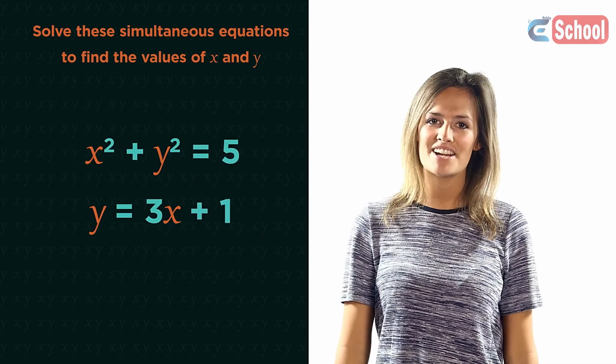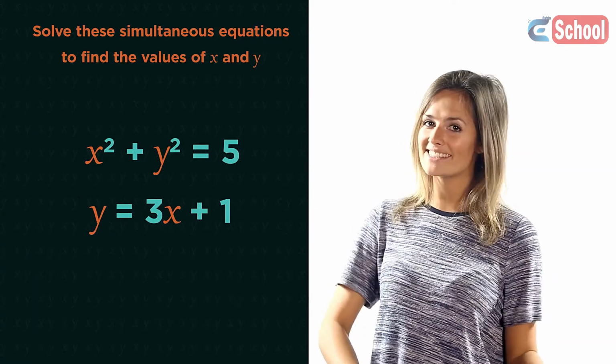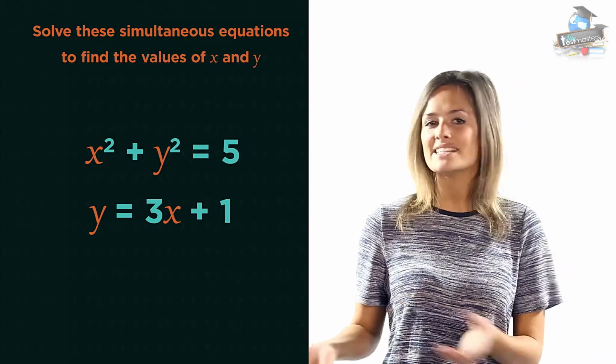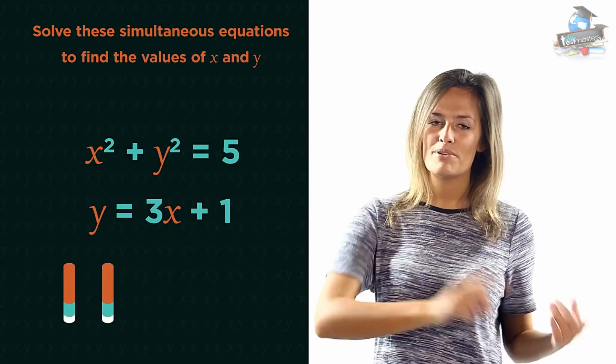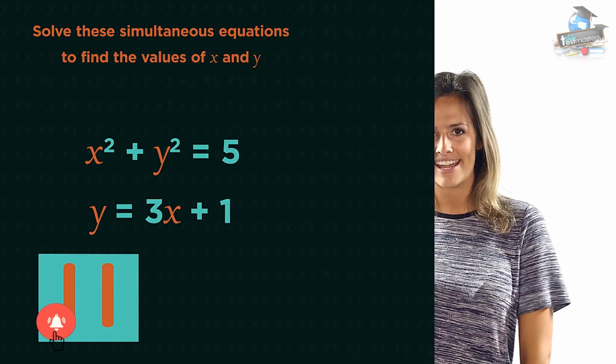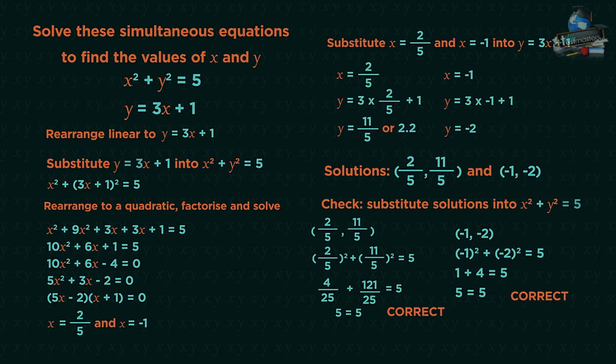So here's one final one for you to do. This time it's a circle and a linear equation, but it's the exact same process. Pause the video, find both solutions, and click play when you're ready. Did you get 2 fifths, 11 fifths, and -1, -2?